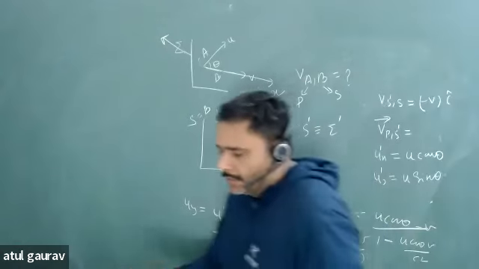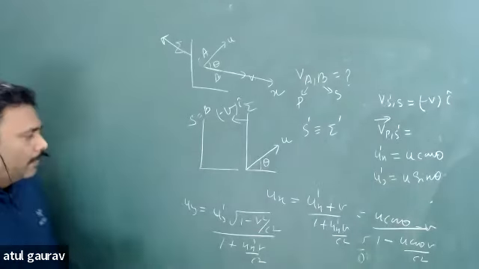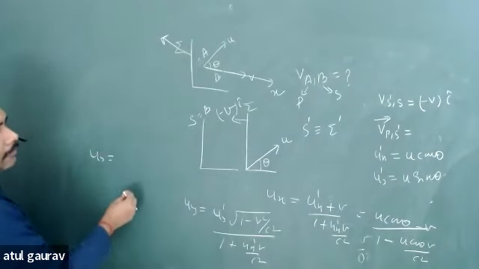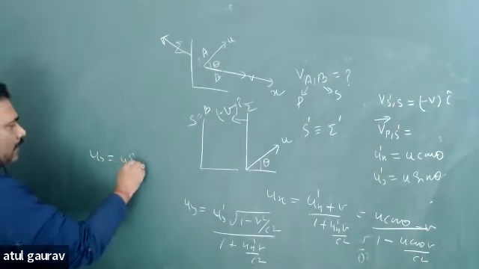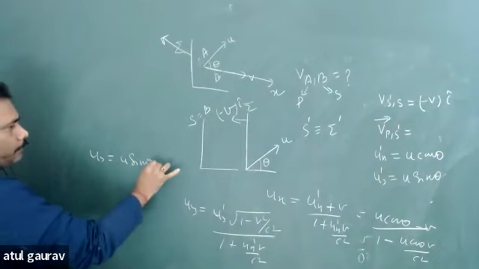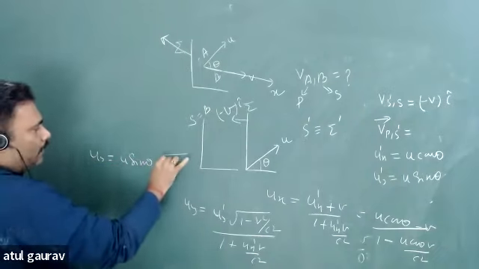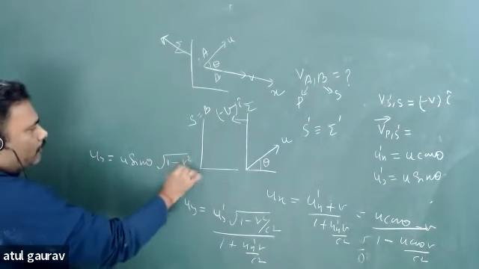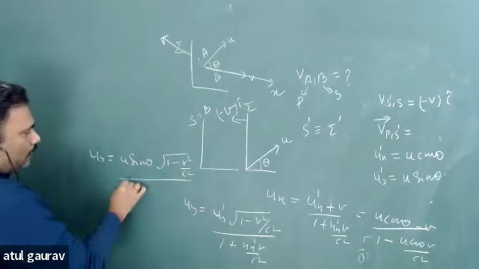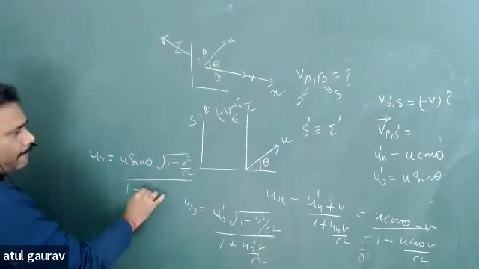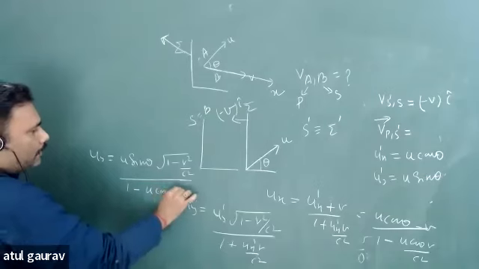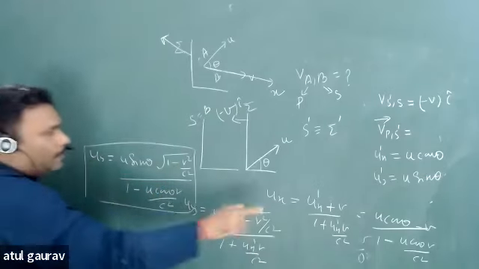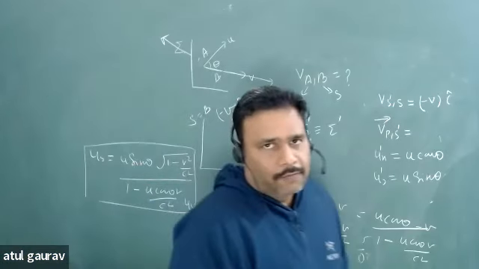So you can just go for uy. What is your uy dash? uy dash is u sin theta, root under 1 minus v square by c square, the same v, and you have 1 minus u cos theta v upon c square. So you have two components of this one, and you can easily calculate this.